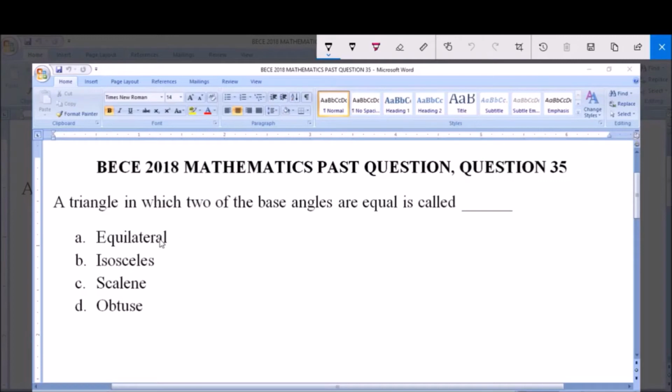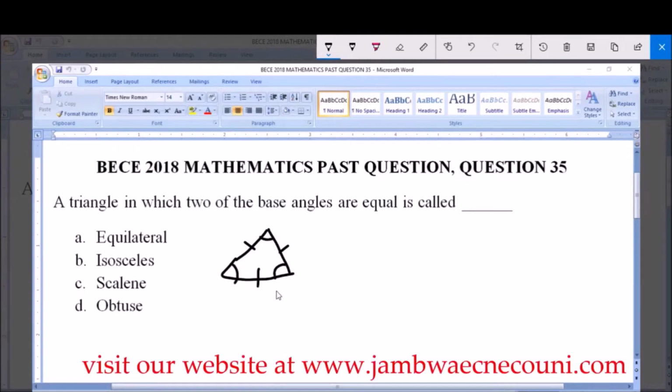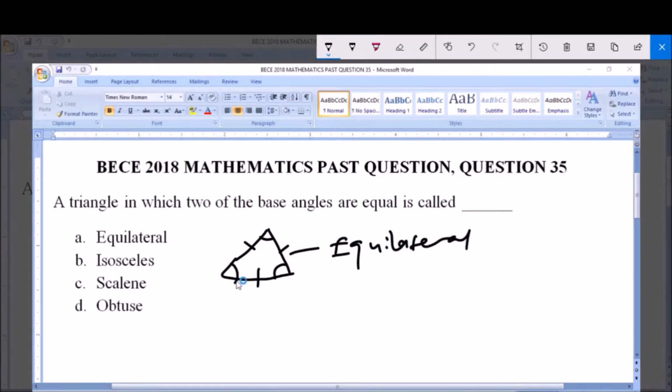Option A here says what? Equilateral triangle. An equilateral triangle is something like this. Now, an equilateral triangle has all its sides equal, and therefore all its angles are equal. So it cannot be equilateral, because in an equilateral triangle all the angles are equal. But the question says a triangle in which two of the base angles are equal.